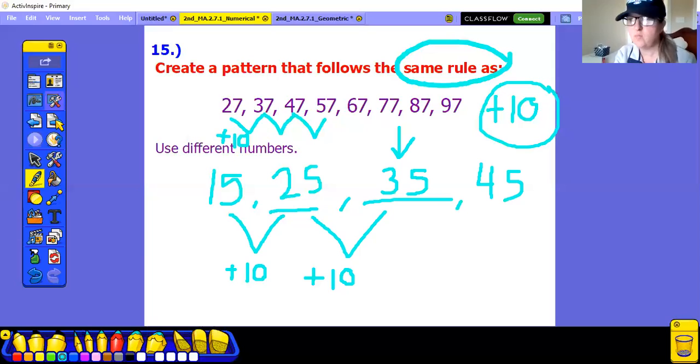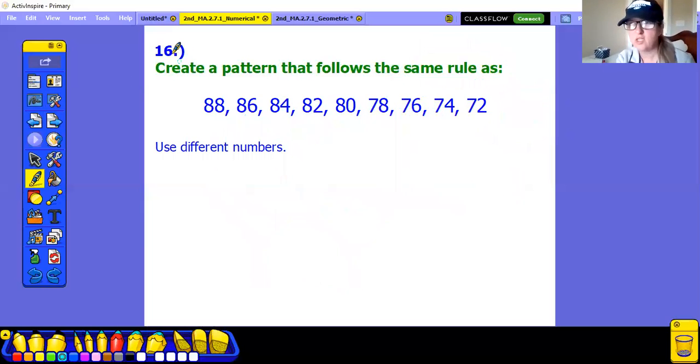Okay, let's try it one more time. Are you ready? Let's look at this next pattern. Okay, directions are the same. We have a pattern. We see it's using numbers. We have to make sure that it's growing or shrinking. And then we have to figure out what's the rule, because the directions say, create a pattern that follows the same rule that this one is, but we got to use different numbers.